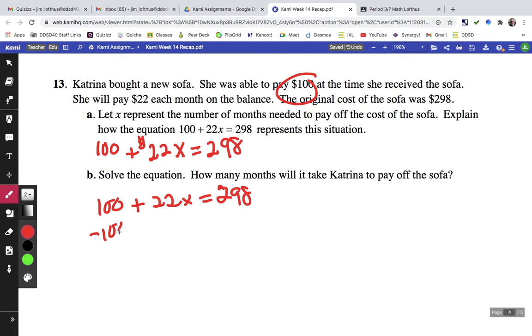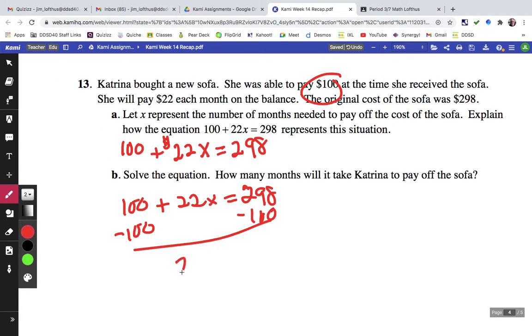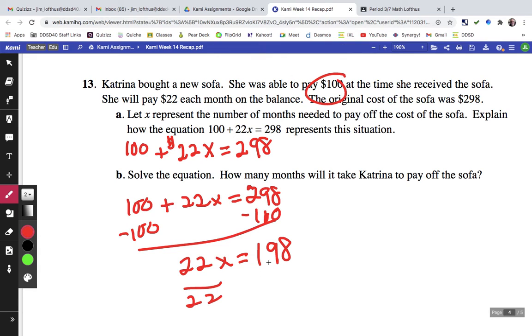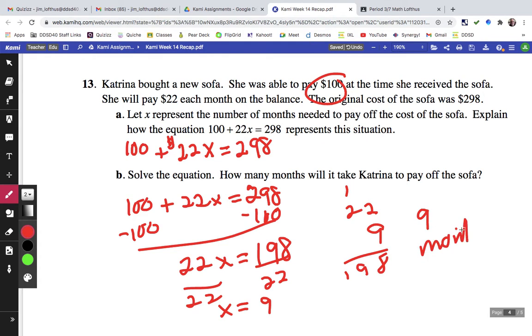And then we'll subtract 100. And we get 22x equals 198. And then we'll divide by 22. And x is going to equal, looks like 9. Let's just double check that. 9 times 22 is 198. So 9 months. It'll take her 9 months to pay off her couch.